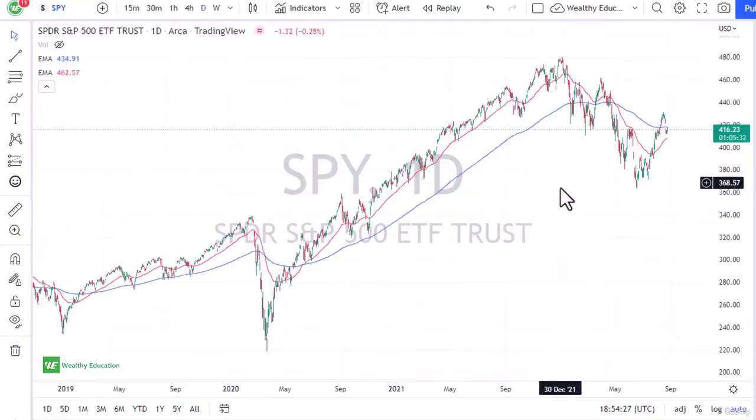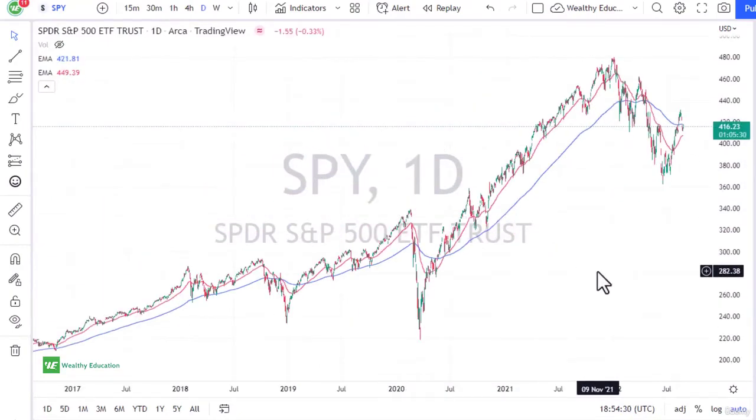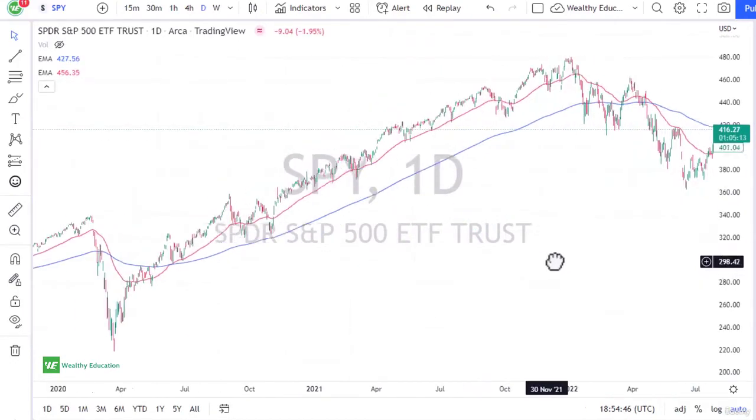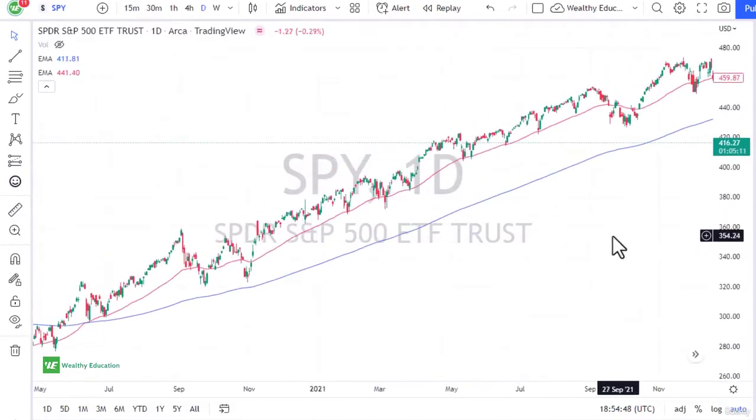Now, I will say this, counter trend trading going against the longer term trend is a little bit more difficult. It can be more dangerous if you don't know what you're doing, which is what this class is about. But it also gives you the possibility of profiting.